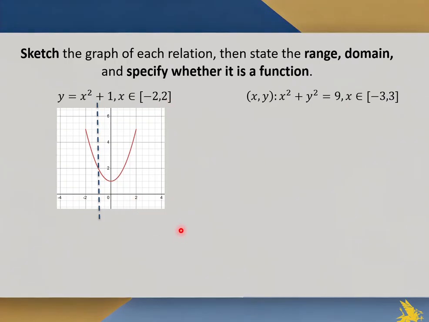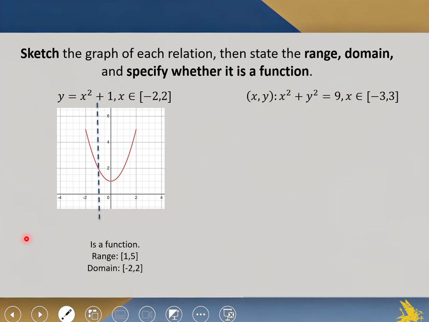To find the range, we just need to look at what is our highest point and what is our lowest point. Our highest point will be when x is 2, y is 5, and our lowest point will be when x is 0, y is 1, which is at the turning point. It's inclusive of those values because we've already been told that. So we include it in the range and the domain.